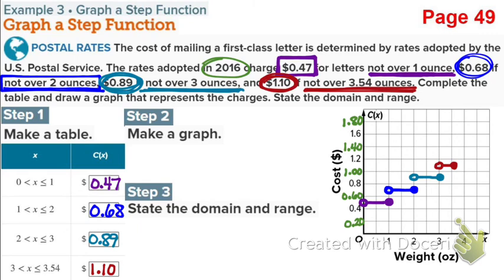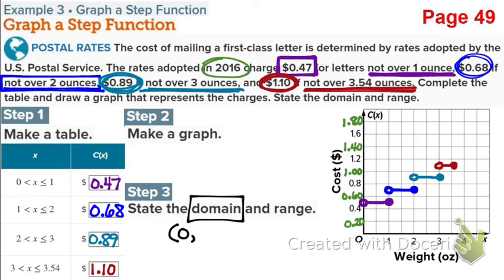Domain and range real quick, and then we'll stop here for today. Where's this start on the left? Is there an arrow? What's the farthest left this graph goes? 0. Open dot or closed dot at 0? Open. So I'm going to have a parenthesis and then a 0.